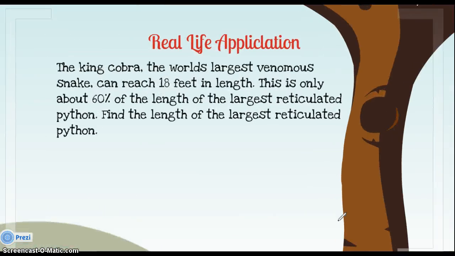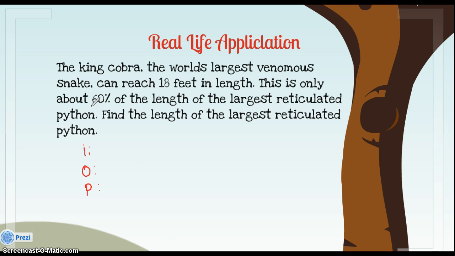The king cobra, the world's largest venomous snake, can reach 18 feet in length. This is only about 60% of the length of the largest reticulated python. Find the length of the largest reticulated python. So in this one, we're still doing the same thing. We want to see if we can figure out what is the I, the O, and the P.